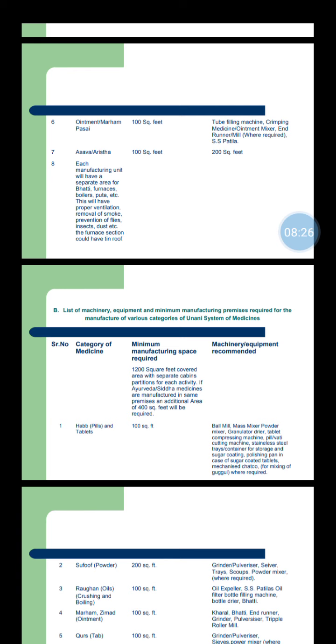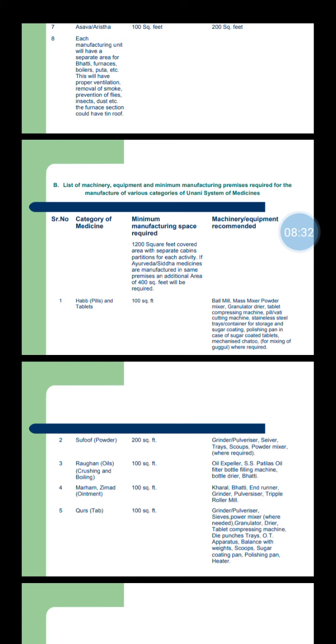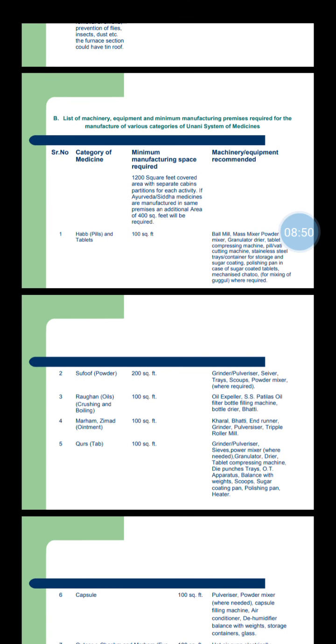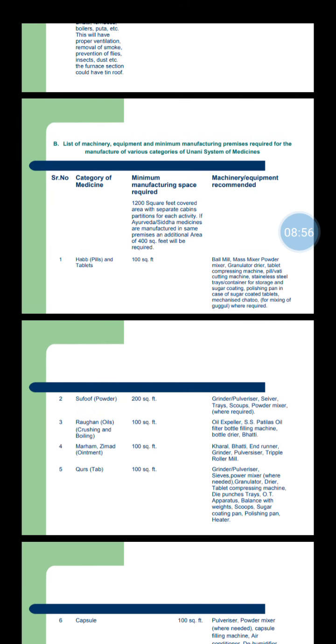The next list is of machinery and equipment, with the minimum manufacturing premises required for the manufacture of various categories of Unani system of medicine. In that, the categorization of medicine, then the minimum manufacturing space required, then machinery and equipment. First, herbs, pills, and tablet, 100 square feet area required: ball mill, mass mixer, powder mixture, granulator dryer, tablet compression machine, pill water cutting machine, a stainless steel tray container for storage and sugar coating, polishing pan in case of a sugar coating tablet, machinery kettle for mixing of jaggery required.